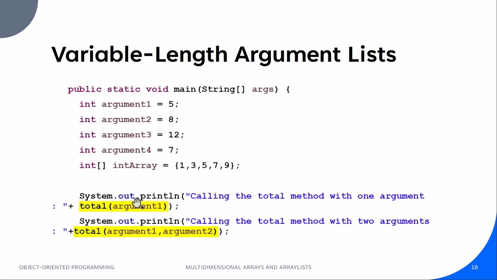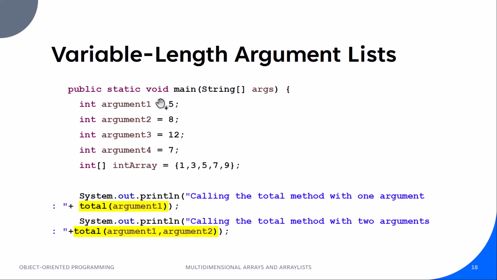And now we are calling the total method with a different number of parameters. Here we are using total with just one parameter, and that's argument 1. We are sending this argument 1, which was initialized to 5, and then we are calling the total with 2 parameters, such as argument 1 and argument 2.